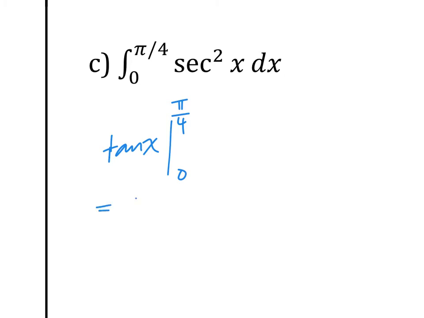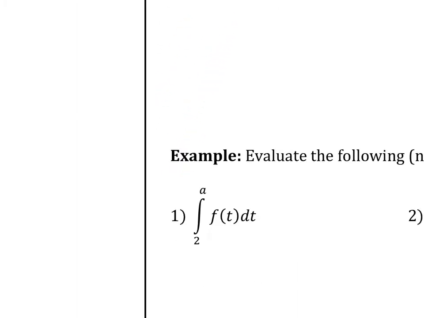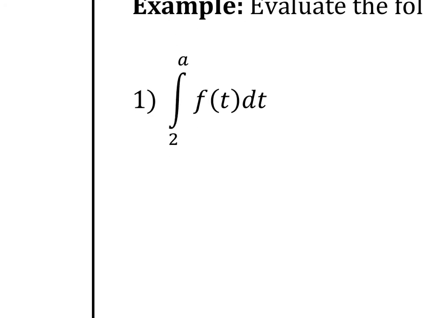Okay, answer is 1. Good. All right, now let's go ahead and try something with just variables. What is this? Apply FTC part 1. Are we going to have an A value though? We don't have an A value, so you're going to write in terms of A.